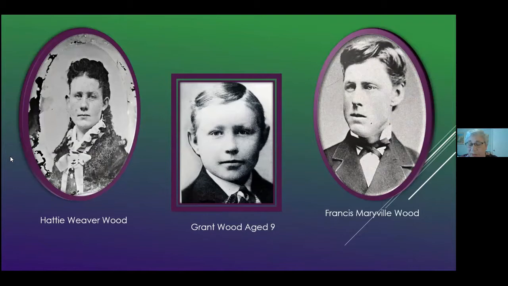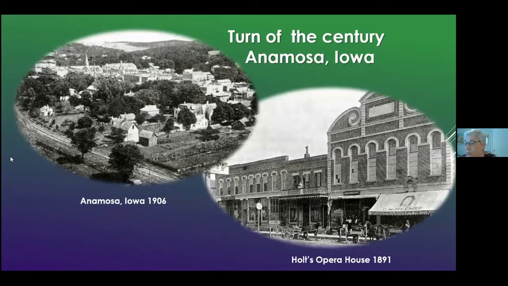Grant Wood was born to Hattie and Francis Merivale Wood, and here's a picture of him at age 9, which is the age he is in the story that I've written. This is what Anamosa looked like. He was born on a farm outside of Anamosa. This is what it looked like at the time of our story.